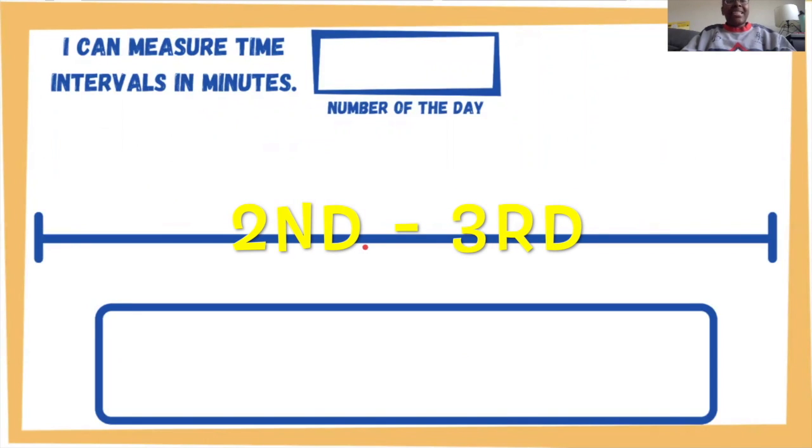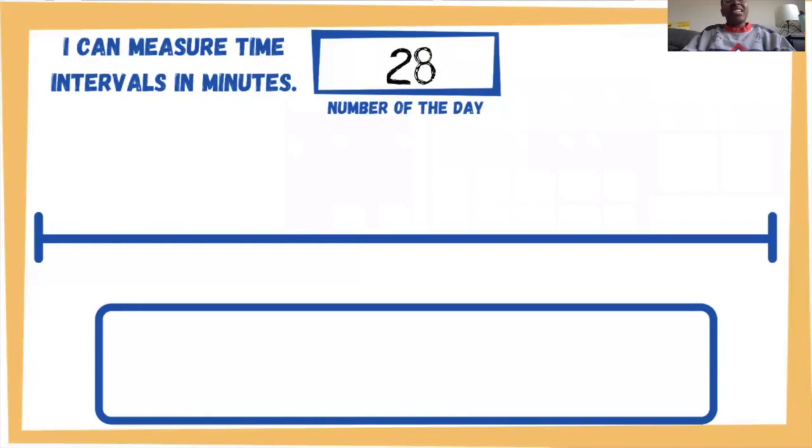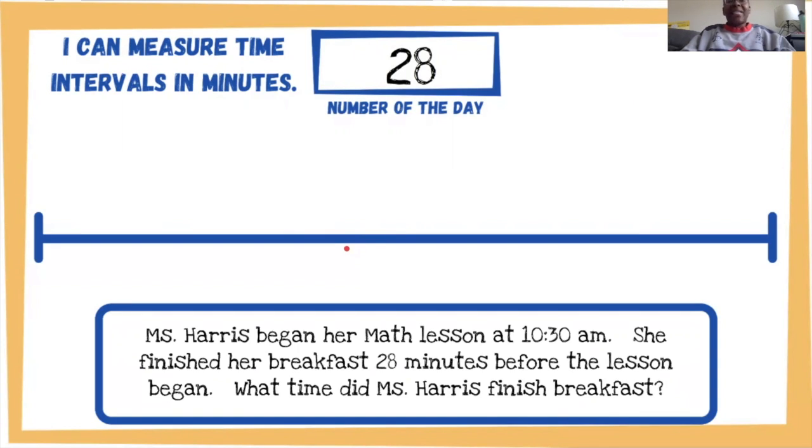All right, middles, today is a Telling Time Tuesday, and we are going to measure elapsed time in intervals. Our number for the day is also 28. Let's take a look at our problem. Miss Harris began her math lesson at 10:30 a.m. She finished her breakfast 28 minutes before the lesson began. What time did Miss Harris finish her breakfast?